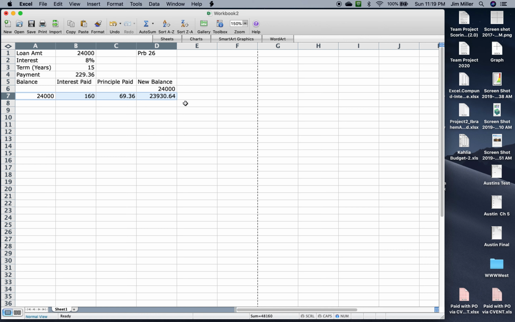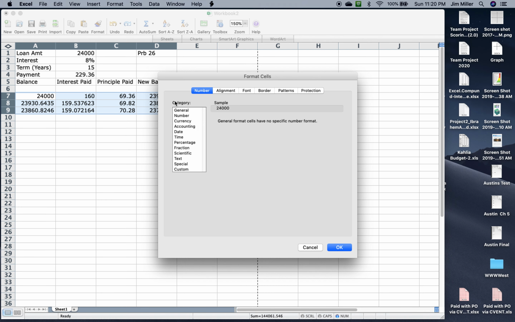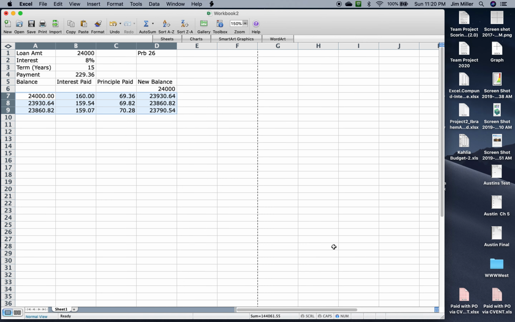So that should be after 1, 2, 3. This is supposed to equal that. I should have done that. And then if I copy down, let's Control 1, make these all numbers with 2 decimal places. And that, if you look back at what I did on the assignment, except for a little bit of rounding difference, is what we did for problem 26.